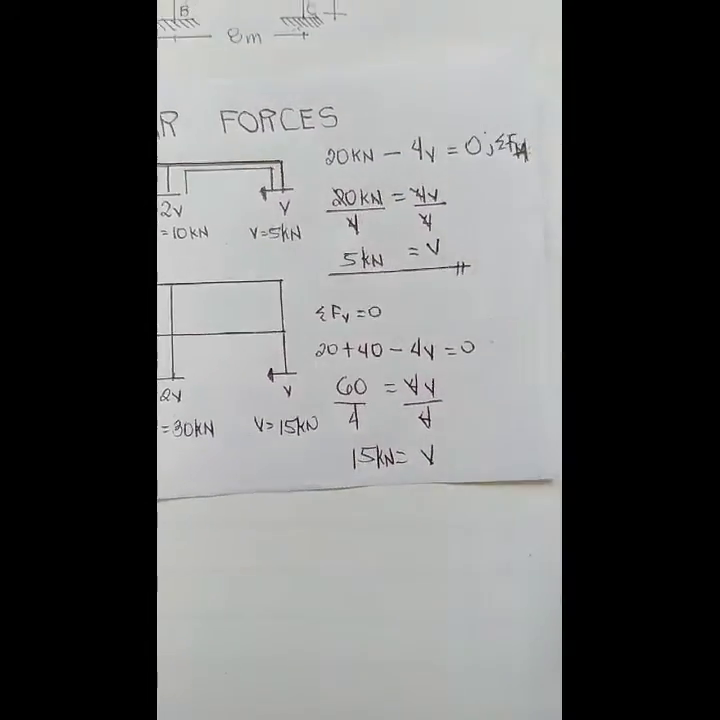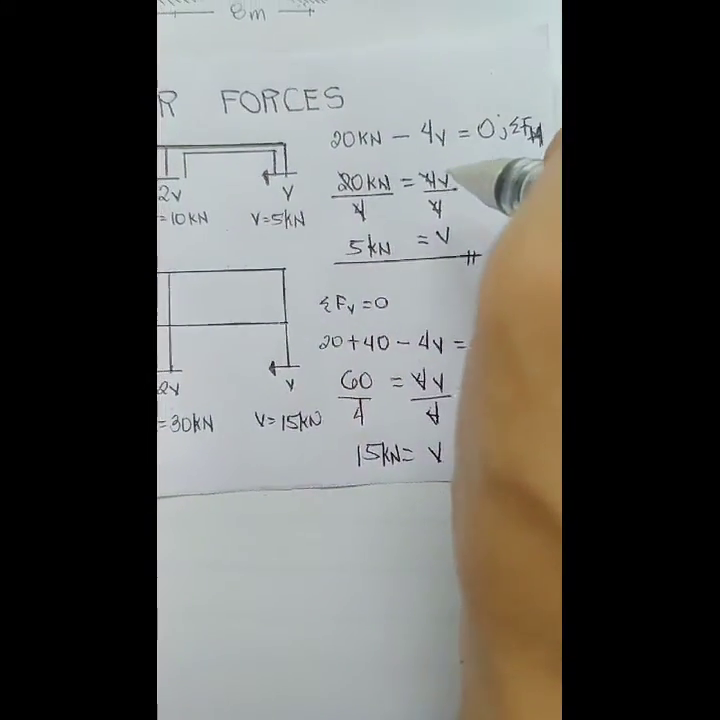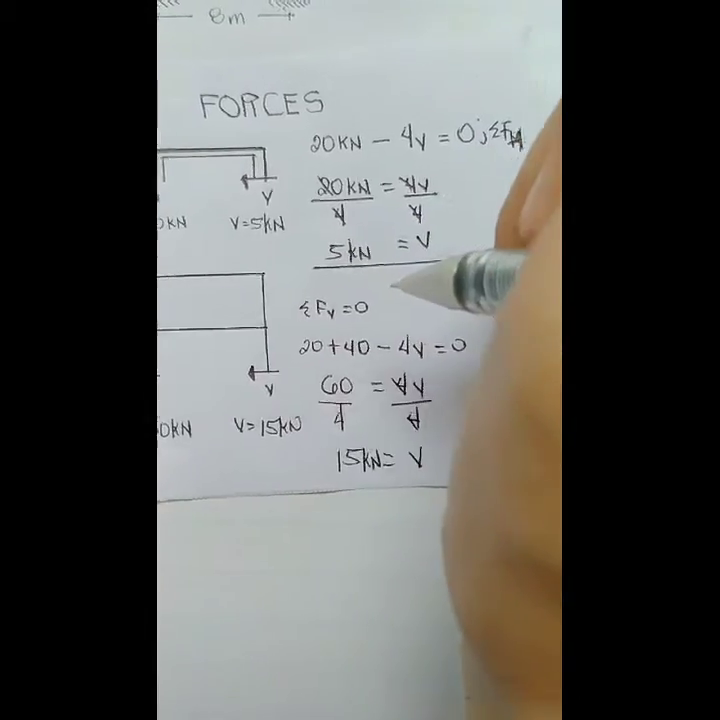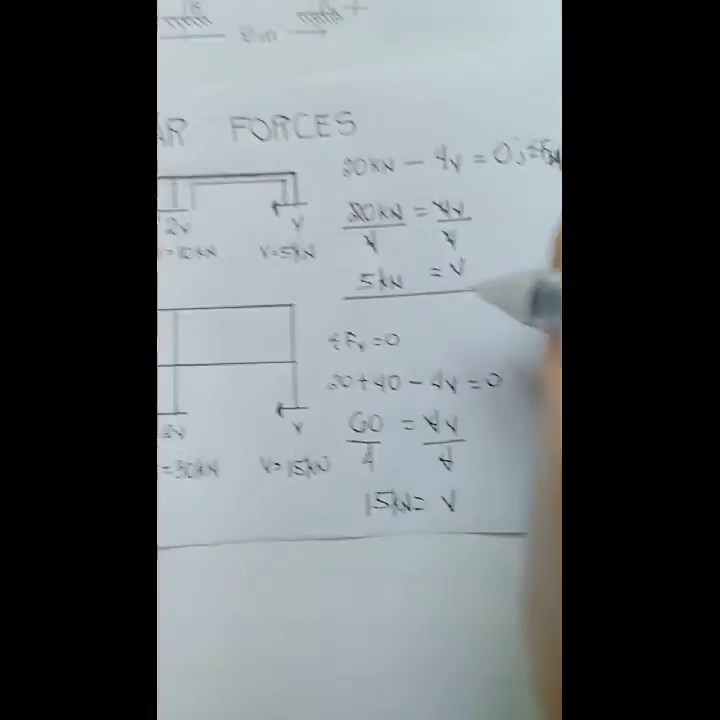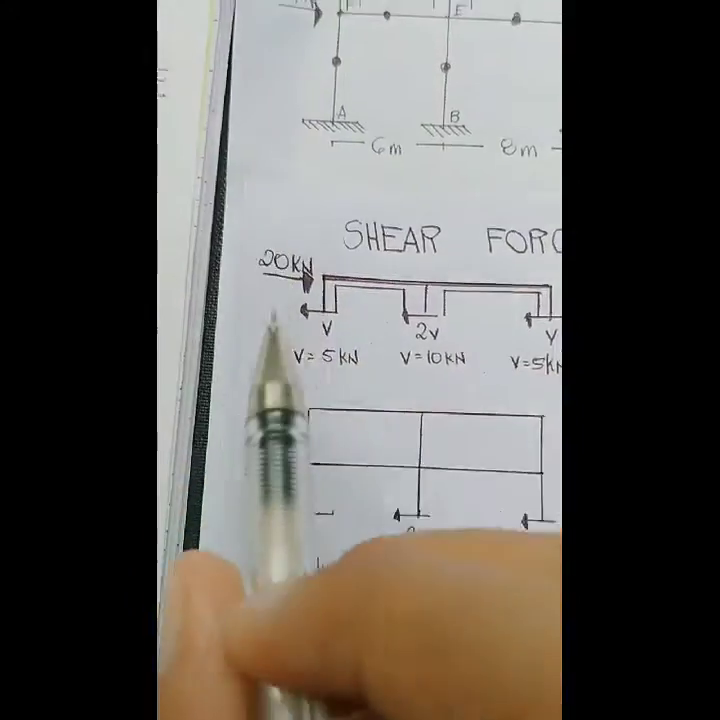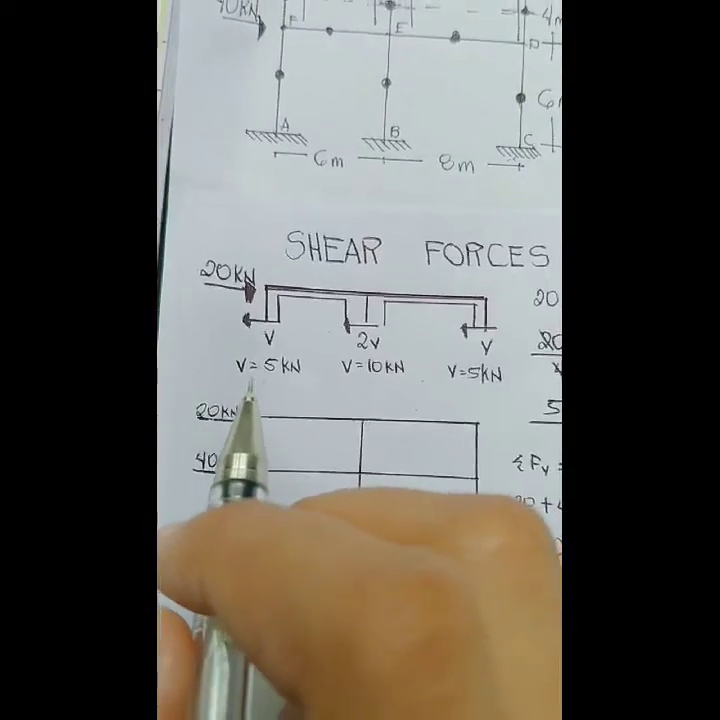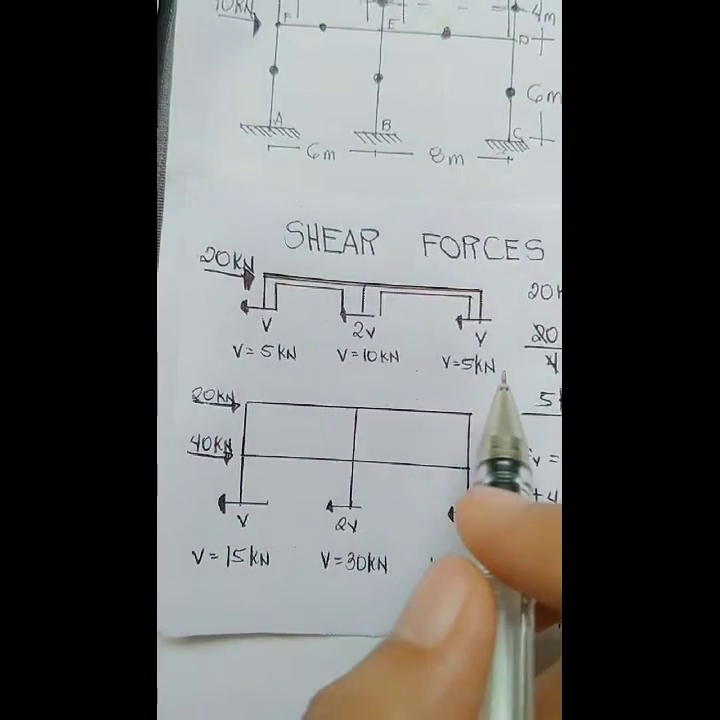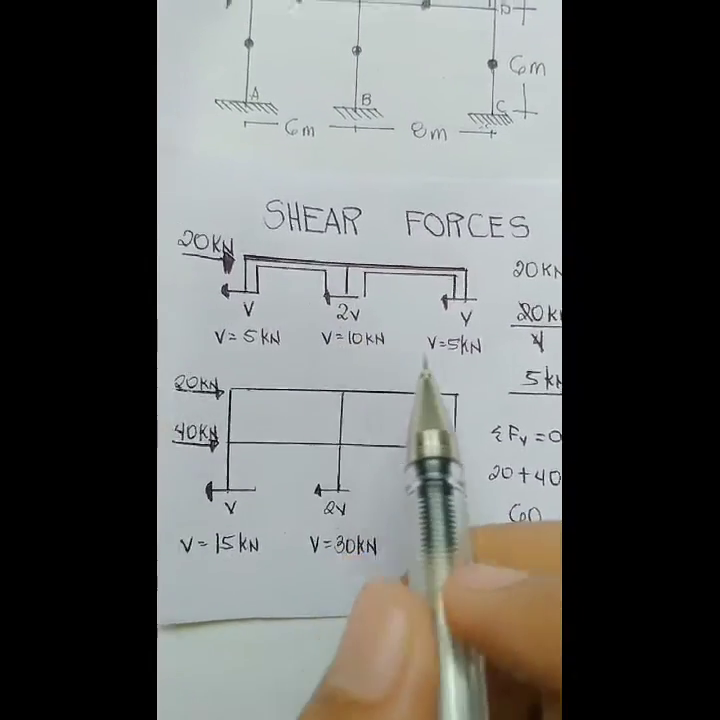20 minus 4V equals 0. 20 kN equals 4V. So, makukuha natin ang value ng shear force sa taas ay 5 kN. So, dito sa exterior column, ang shear ay 5 kN, 5 kN. And dito sa interior column, which is 10 kN.